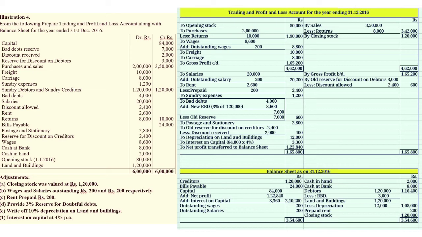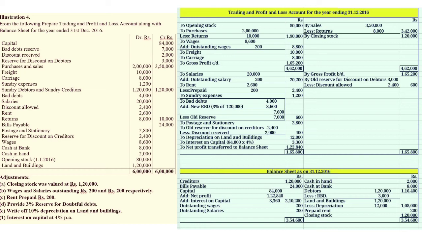Creditors 1,20,000. Bills payable 24,000. Capital 84,000. For that we need to add net profit 1,22,840, and we need to add interest on capital. It is treated as drawings, because the firm is giving interest to the owner, the proprietor, for his capital. 3,360. After adding net profit and deducting interest on capital, capital becomes 2,10,200.